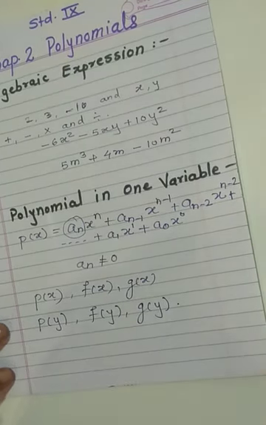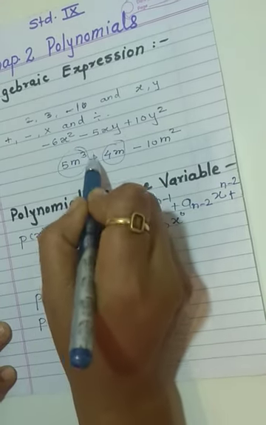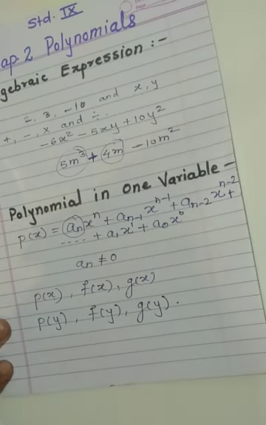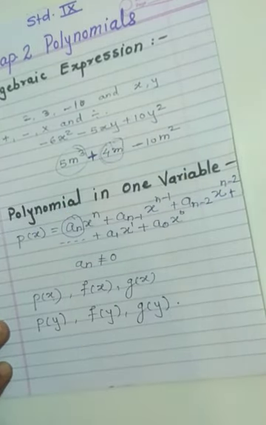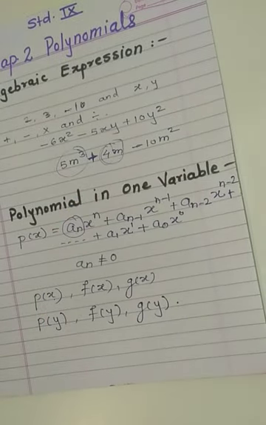The part of the polynomial separated by plus or minus sign is called a term. We know that this part of the polynomial separated by plus or minus sign is called a term of the polynomial. Each term of the polynomial has a constant associated with this variable, and it is known as the coefficient. Now the highest power of the polynomial.